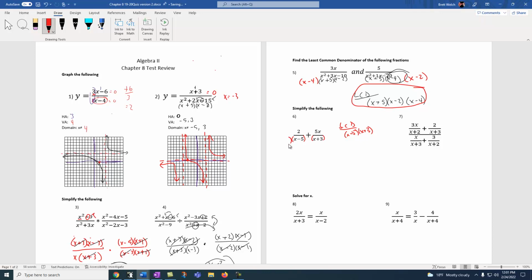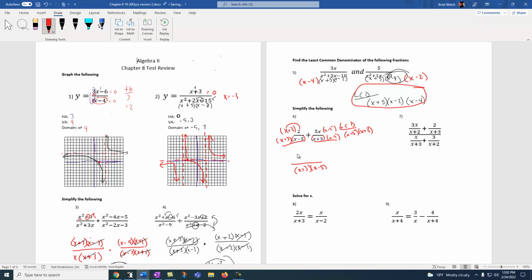Well, that means this fraction here is missing an x plus 3 on top and bottom. And this fraction over here is missing an x minus 5 on top and bottom. Will both denominators now have the exact same thing in them? Yes. So that means we're ready to go. Whatever we do is going to have this x plus 3 and x minus 5 in it. That's the denominator for everything that we're going to do the rest of the way.